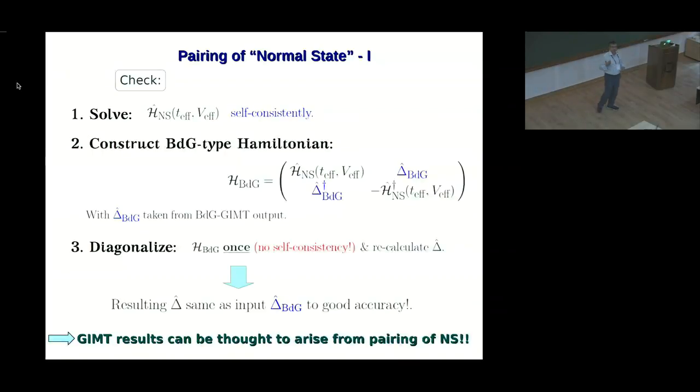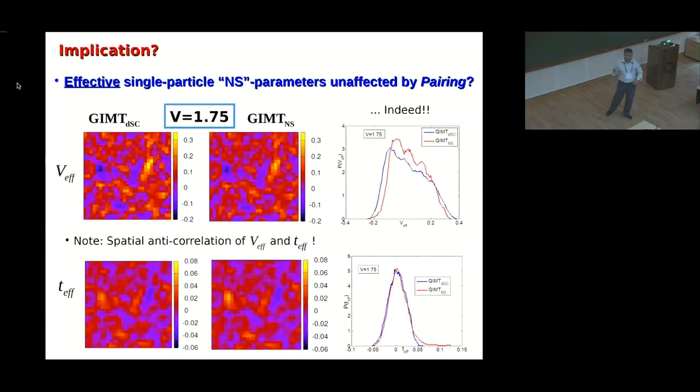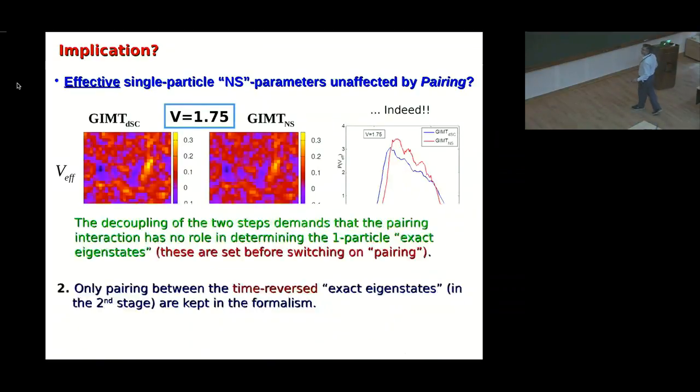Now, what we did is to build on that and try to see how much better we can do by constructing the theory fully. But the implication of what I said just now is sort of obvious: the effective single particle normal state parameters of the Hamiltonian, which entered on the diagonal block, remain unaffected by pairing. So this is seen here. This is the full D-wave superconductor solution, and this is just the normal state solution of V effective and T effective spatial profile, and they look nearly identical. This can also be seen by taking disorder averaging and looking at the distribution of V effective and T effective. There's something interesting: even though I'm taking a box distribution of disorder, the effective disorder looks very different. But we can talk about that, why that is so.